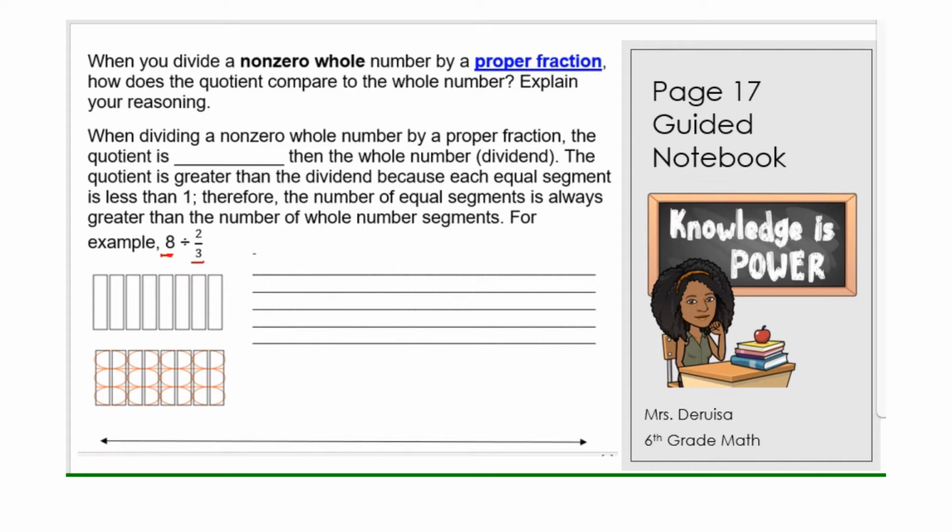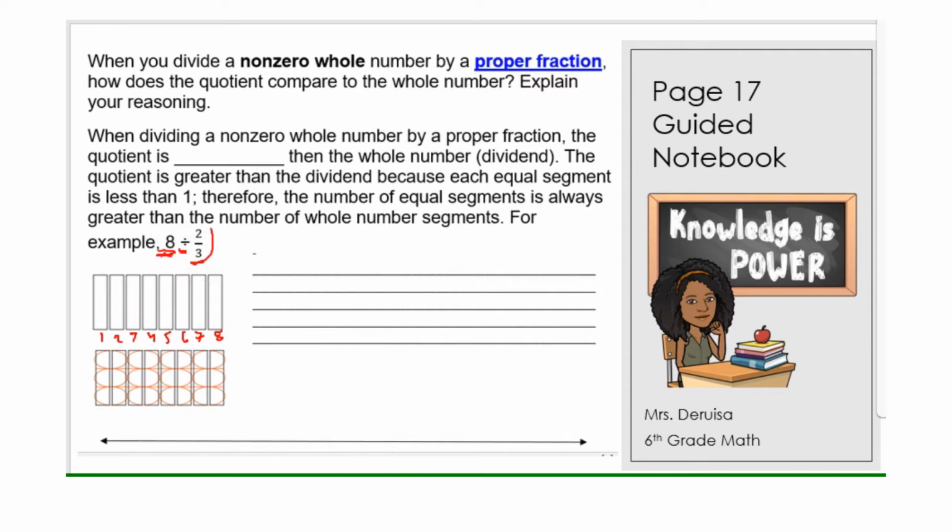So we have 8 needs to be divided evenly into groups of 2/3. So you have to start with what number? The dividend, the number to be divided. So if you look here, I've started with 8 whole rectangles. Those rectangles are separate. So I have 1, 2, 3, 4, 5, 6, 7, 8 whole rectangles. And what do I need to do with those rectangles? I need to divide it evenly into groups of 2/3.